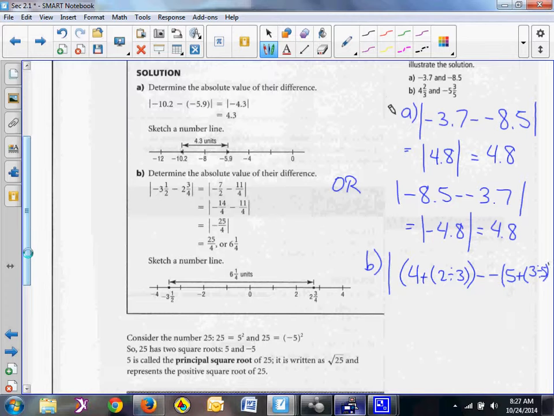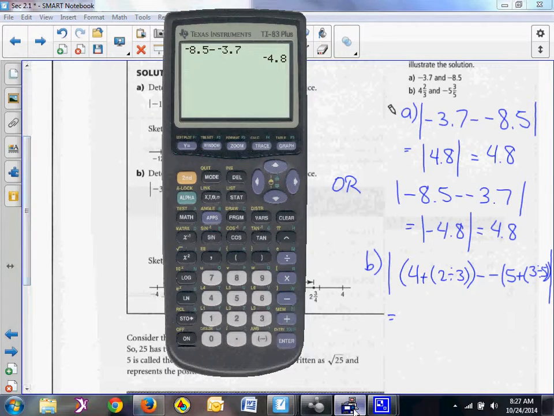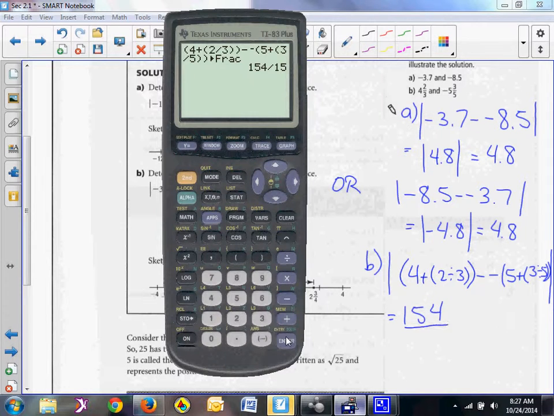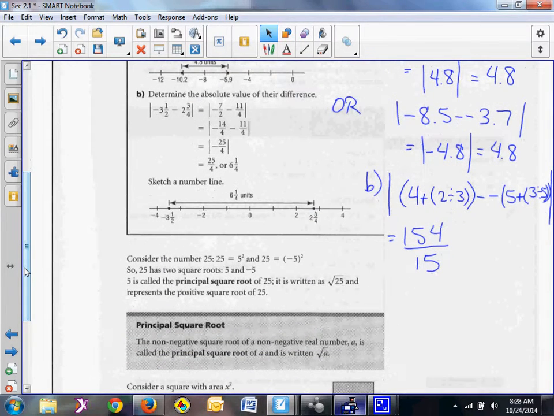Oops, I'm going to run out of room here. There we go. So now I'm going to put that in my calculator. I have 4 plus 2/3 minus negative 5 plus 3/5. And then I'm going to hit math 1 on that, and we get 154 over 15 inside the absolute value sign, which again is just 154 over 15.